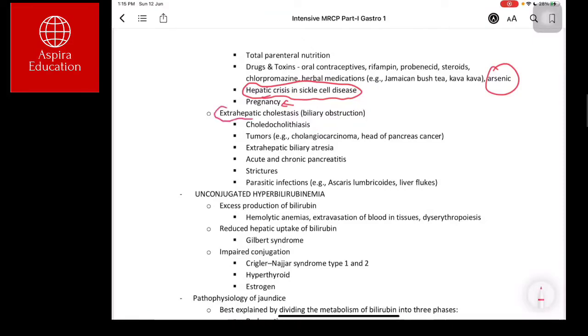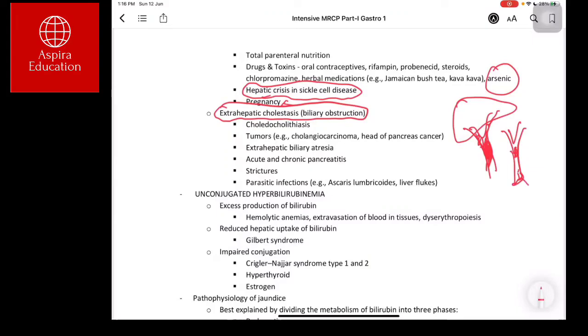Now, coming to extrahepatic cholestasis, that means obstruction is at the level of the ducts which are outside the liver, like choledocholithiasis, that is a stone in the CBD, or any tumor, cholangiocarcinoma at the level of the ampullary duct or head of the pancreas. If the head of the pancreas compresses, bilirubin is increased, and pressure in the CBD is raised, hence leading to jaundice.